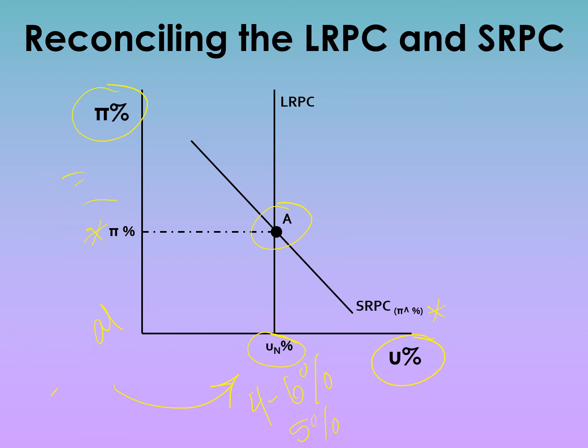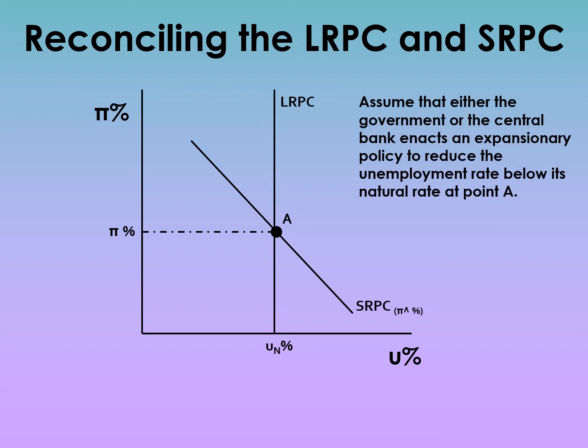All right, so right now with the economy in equilibrium, everything is good. Let's see what would happen if we throw in a little scenario here. I'll just erase all this. Now let's assume that either the government or the central bank enacts an expansionary policy to reduce the unemployment rate below its natural rate at point A. So, think of an expansionary fiscal or monetary policy. What are some expansionary policies? Well, we could cut taxes, why not? Or we could have the Fed buy bonds. Any of those, right? Choose whichever one you like better. It doesn't matter. They're going to do the exact same thing.